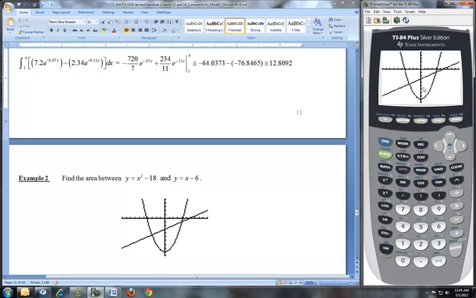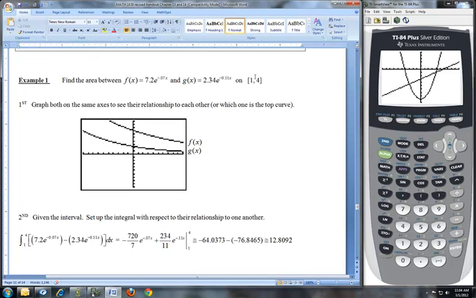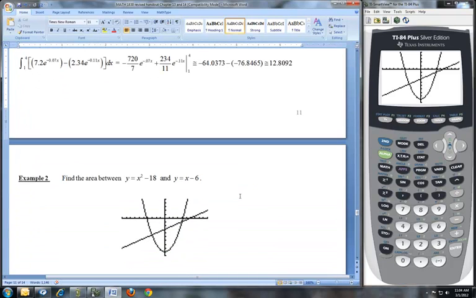The curve that is on the top of this enclosed area is my straight line. So if I do top curve minus bottom, it's going to be (x minus 6) minus (x squared minus 18). But the only other problem is, unlike the problem they gave me earlier where they gave me the interval, they didn't here, and that's usually an indication that this thing will intersect. So let's go find our intersection.